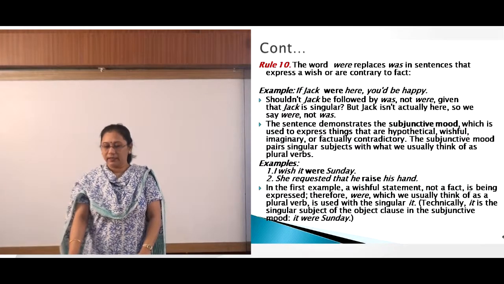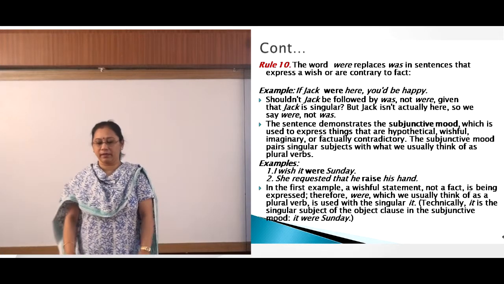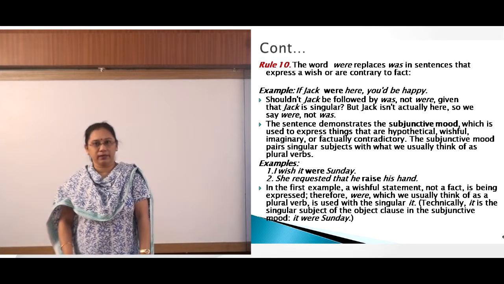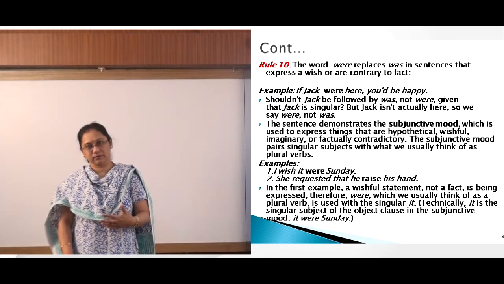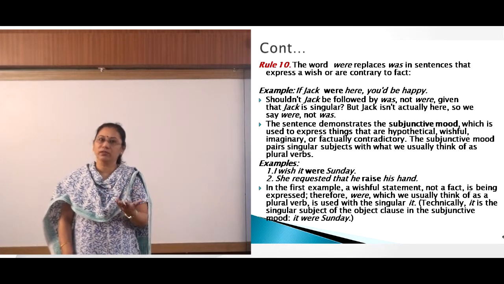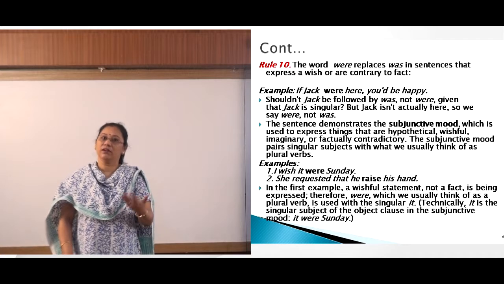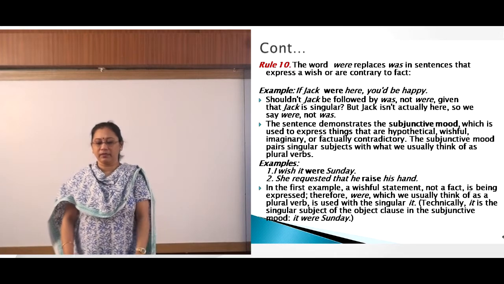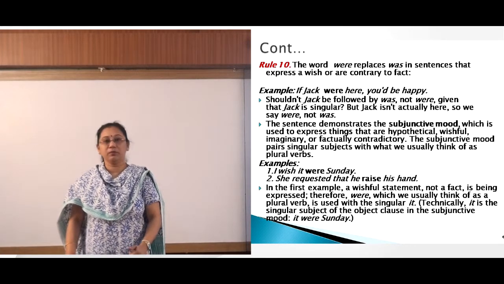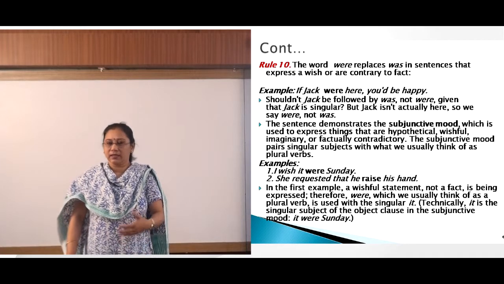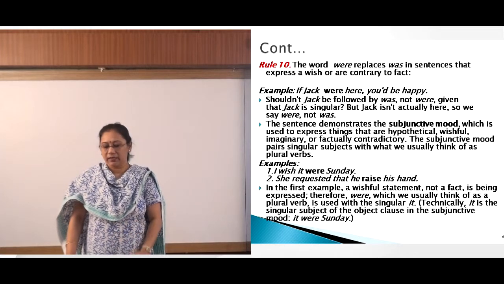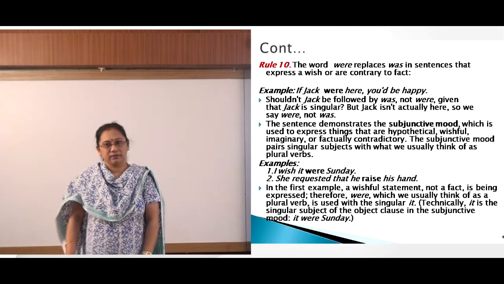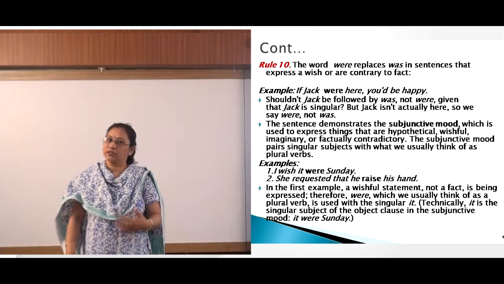Is that clear? The last rule that we have here that we should keep in mind is the word were replaces was in sentences that express a wish or are contrary to fact. Expressing a wish or contrary to what is the truth, opposite to what is the fact or truth. For example, if Jack were here, you would be happy. Now, this is something that I wish. I wish he were here, you would have been happy. Alright. I wish it were Sunday. I am wishing that it was a Sunday.